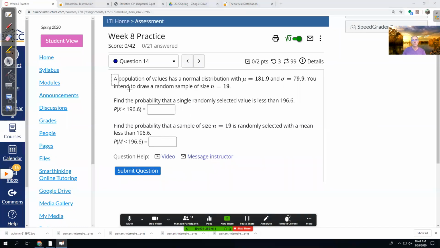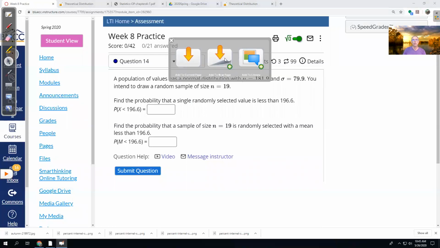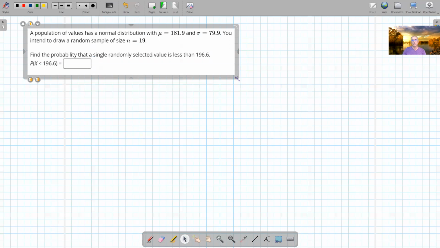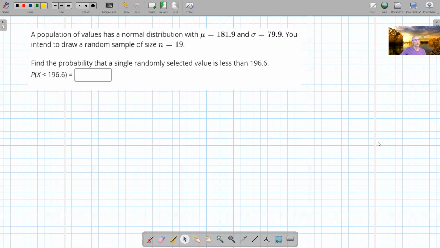Screenshot. So just doing the top part. And new page. And again, this is number 14 in our current homework assignment. If you're looking at this way in the future, it could be different. Things change over time. So for the first question here, they're asking about a single person, not this group of 19 people. And if it's just a single person, then that's just a regular normal distribution.